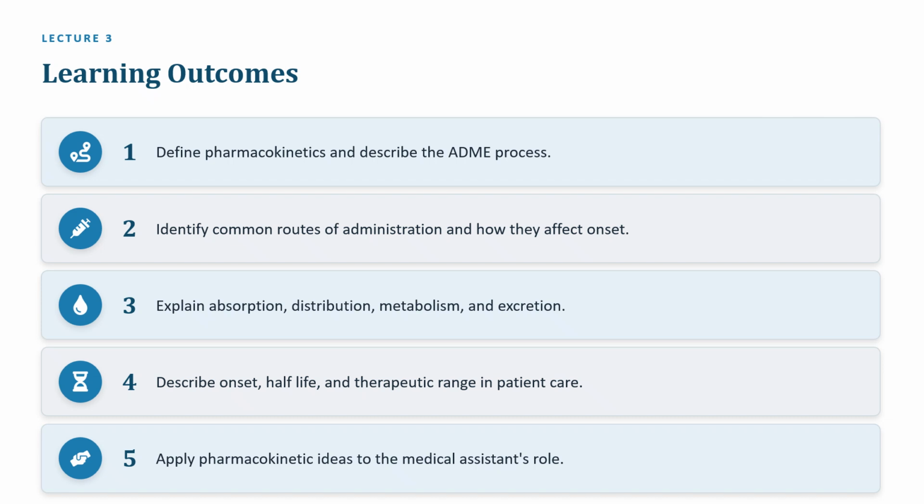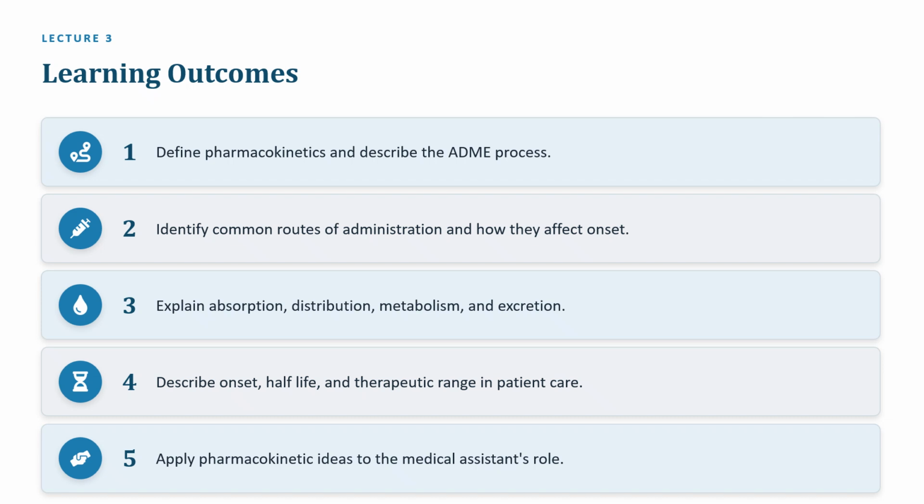Here are our 5 goals for this lesson. First, define pharmacokinetics and describe the ADME process so you have a clear map of a drug's journey through the body. Second, identify the common routes of administration and understand how the route a drug takes affects how quickly it starts to work. This is very practical because you will help prepare and administer medications by several of these routes.